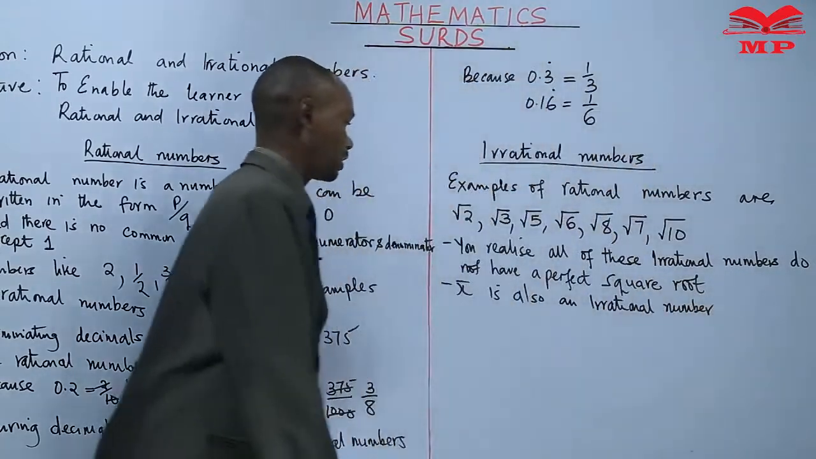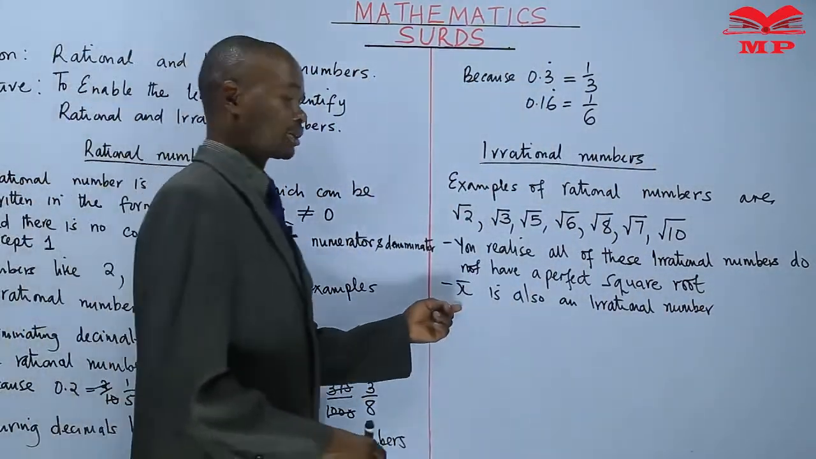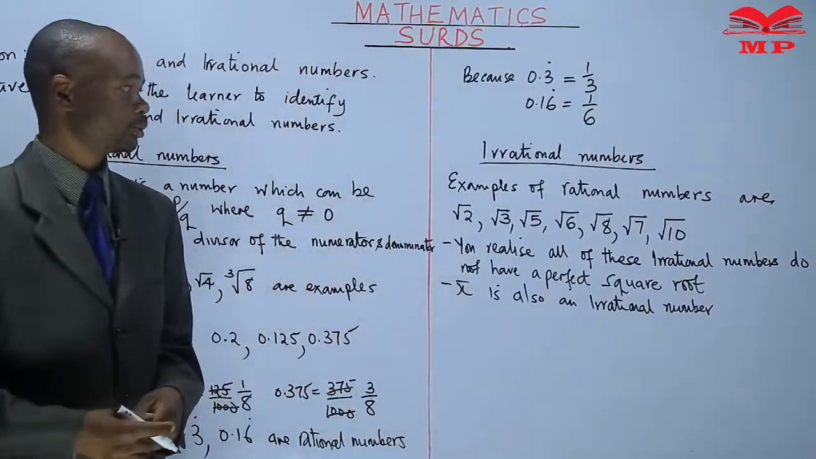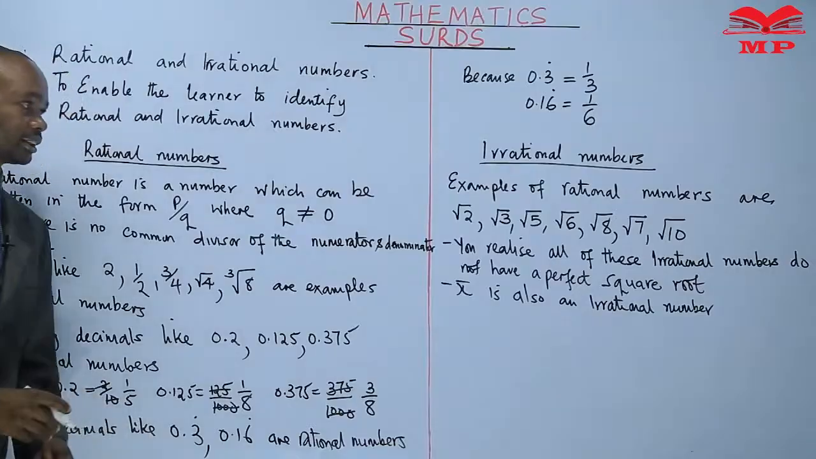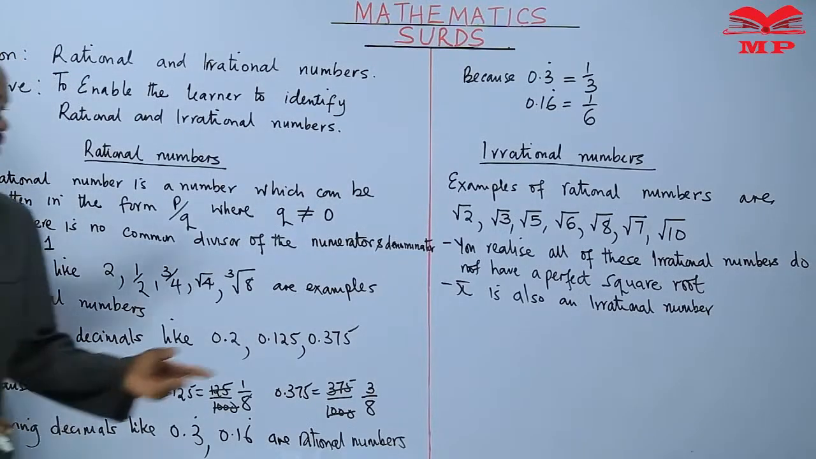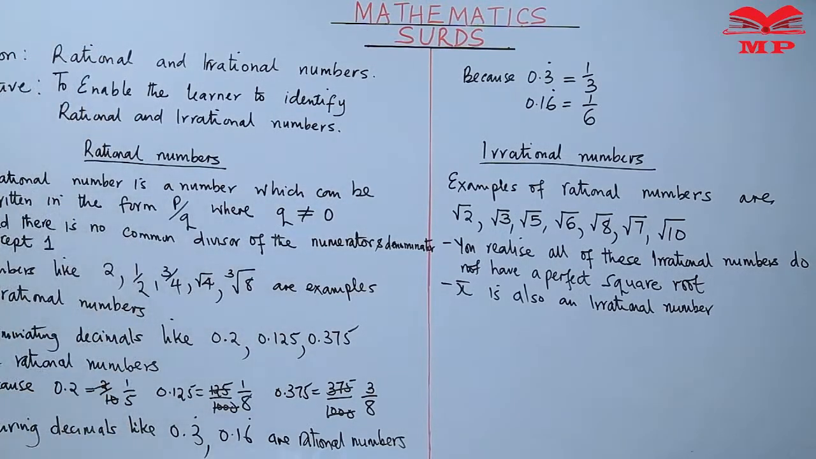Is also an irrational number. When you express it, it is 3.142. It doesn't occur in the recurring decimals.